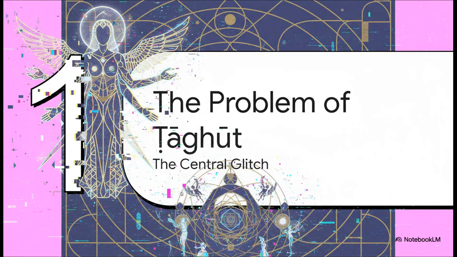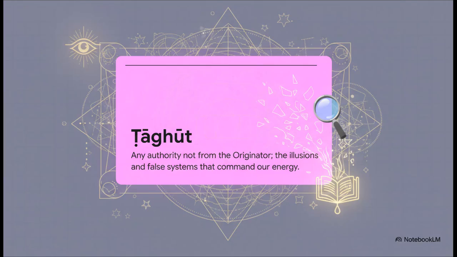First things first, every good piece of software, every good protocol, is designed to solve a problem. And in this system, the main glitch, the central bug we're trying to fix, goes by the name Dāwūd. So let's get this straight. Dāwūd isn't some monster or an external enemy you have to fight with swords. No, it's any authority that doesn't come from the one true originator.